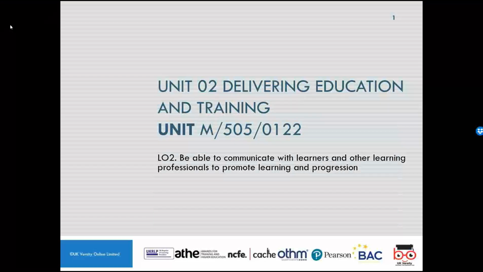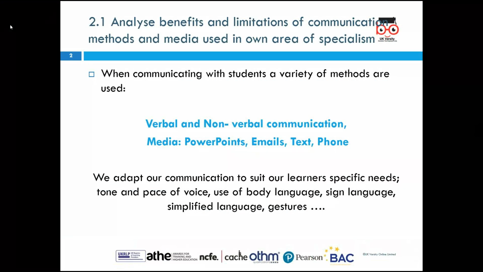So we're just going to go straight into it. 2.1, analyze benefits and limitations of communication methods and media used in your own area of specialism. So when you're actually communicating with students, you do use a variety of methods. We do verbal and non-verbal communication, where we'll do gestures or we'll just say, okay, well done. But then we use media on a daily basis.